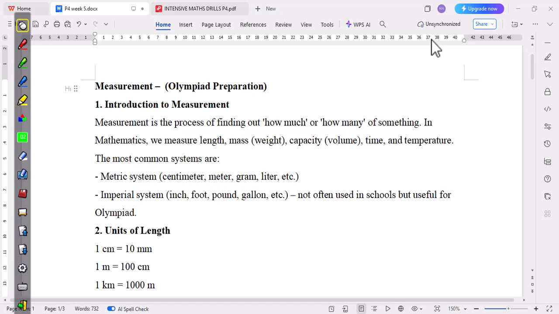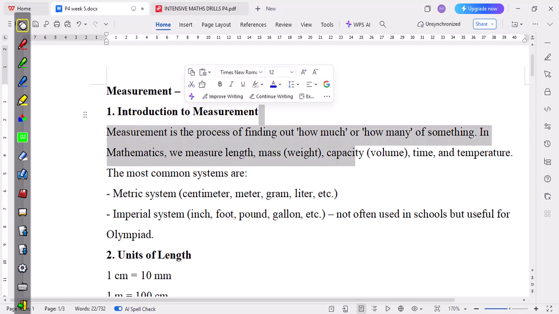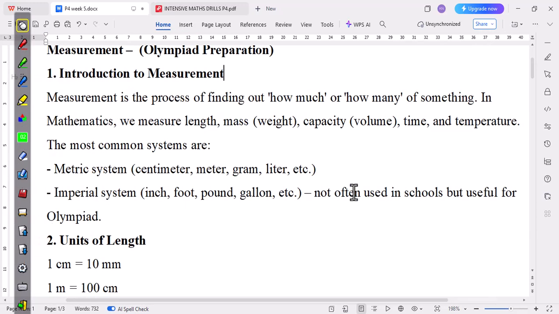Okay, hello everyone. Today we are going to learn about the topic of measurement. For this lesson today we have to know what measurement is. As you can see, measurement is the process of finding out how much or how many of something there is. Measurement is used by comparing things with one valid measure.